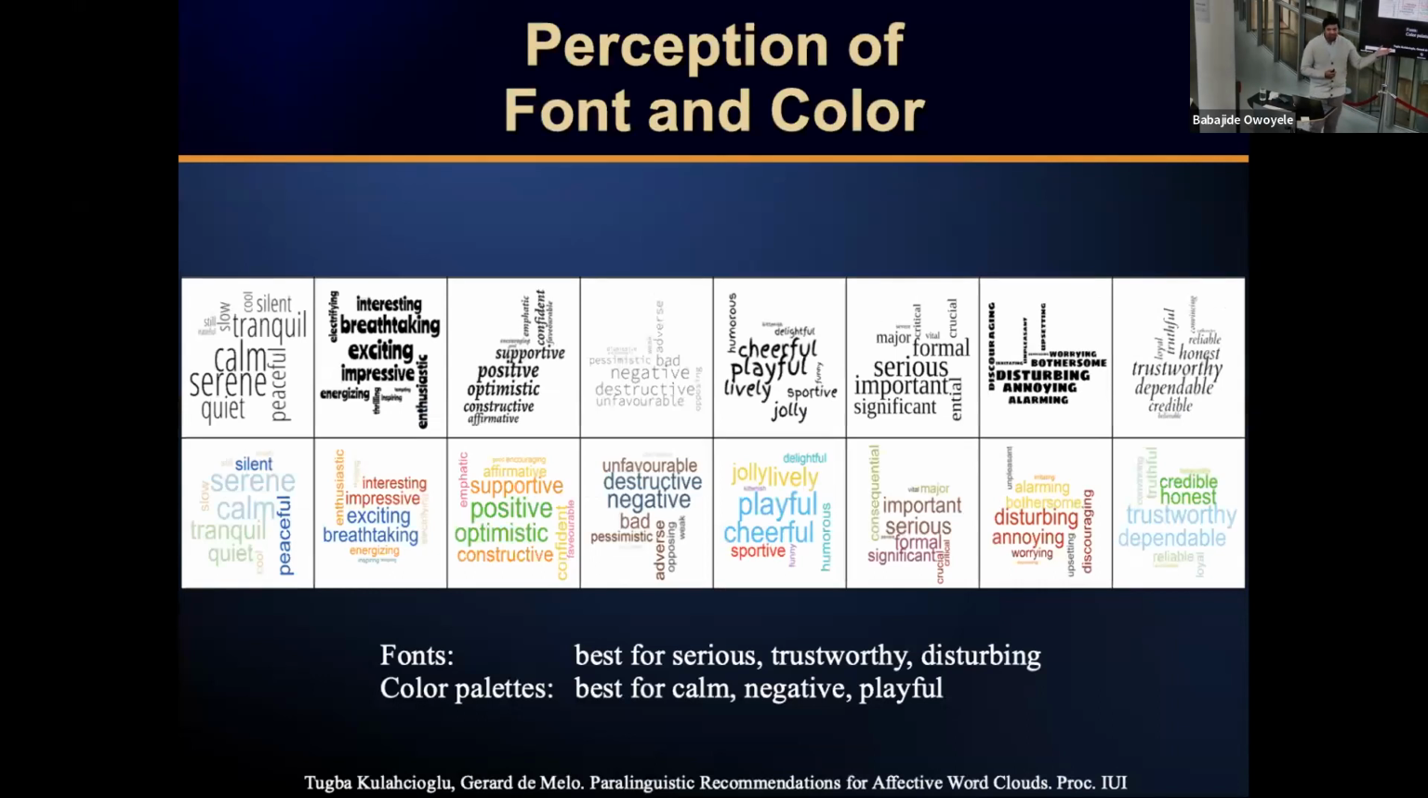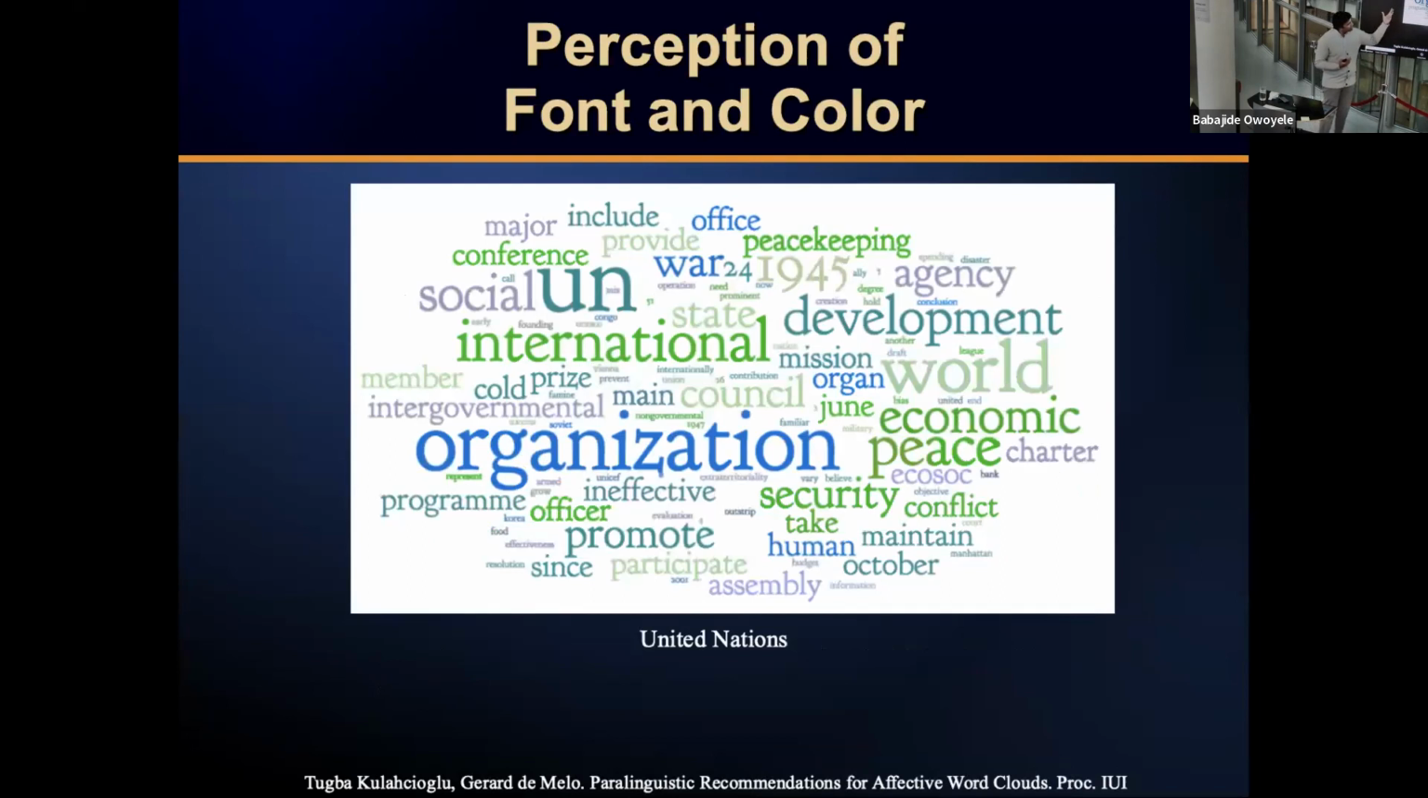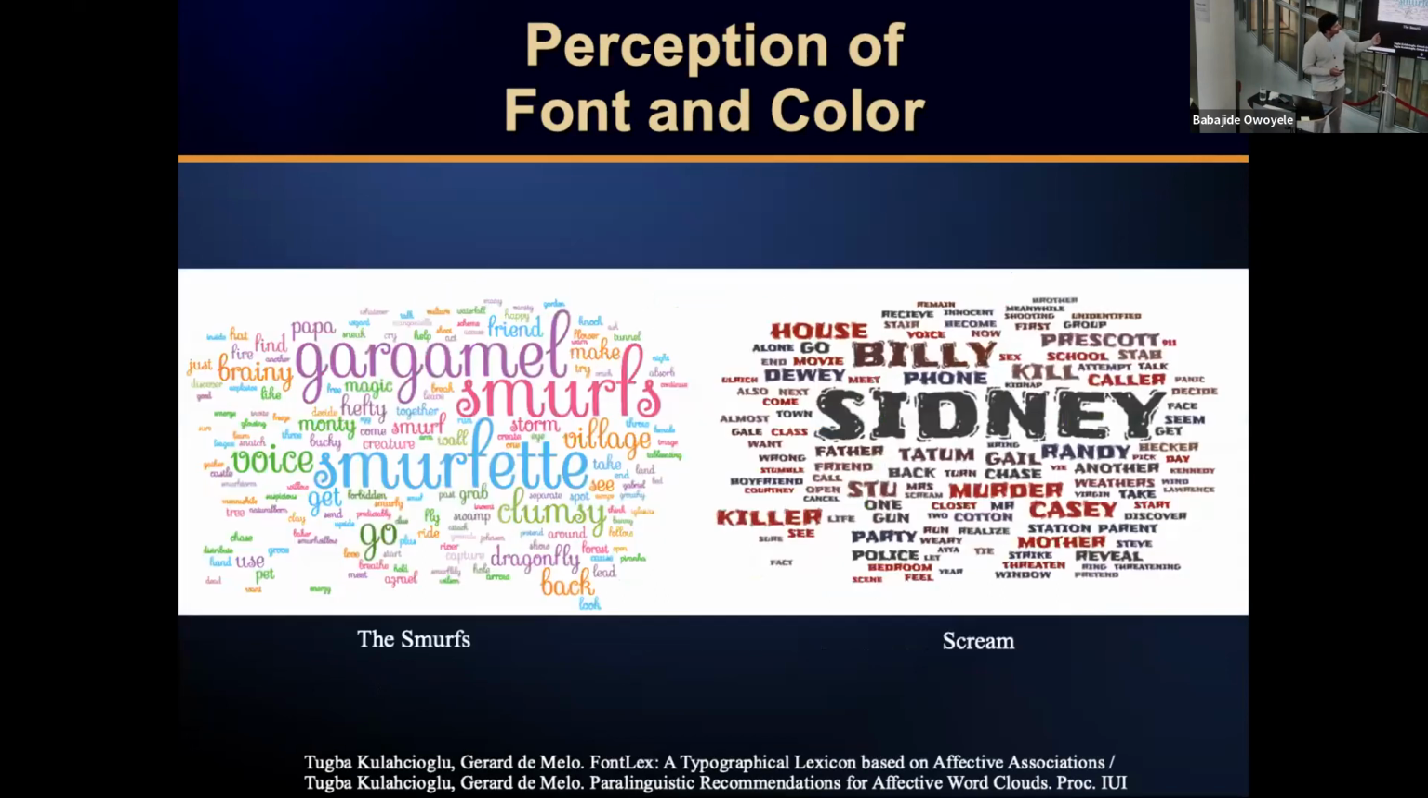And the same thing can be extended to color as well. So different colors evoke or are associated with different kinds of emotions. And for some emotions, fonts work quite well, like for seriousness, trustworthiness, disturbingness. For others, the color palettes seem to work well, and you can combine both of them by choosing a suitable font and color scheme. And so here you have a more optimistic, serious looking one, and then here you have two different movies, one more entertaining, happy, one more morbid. So with this, we can also predict how people will react to certain kinds of perceptions. And then we can use that to make suggestions.